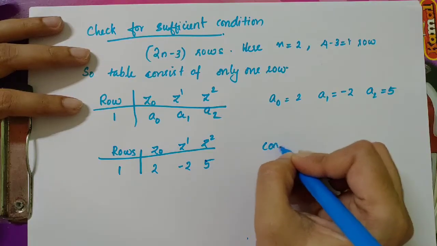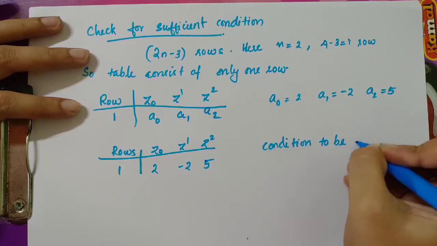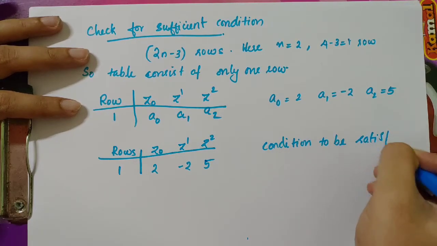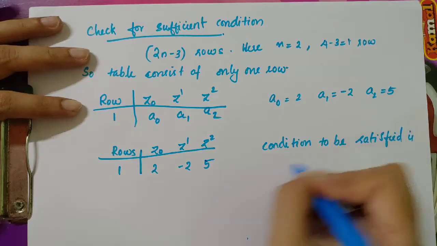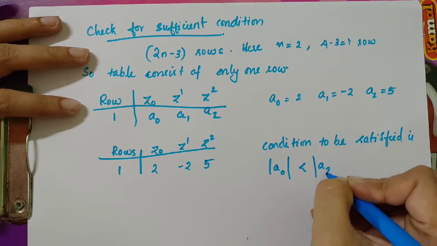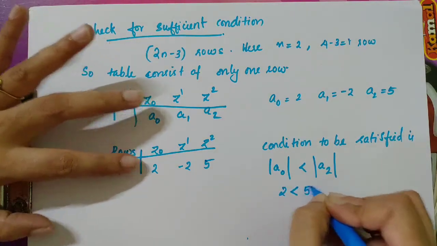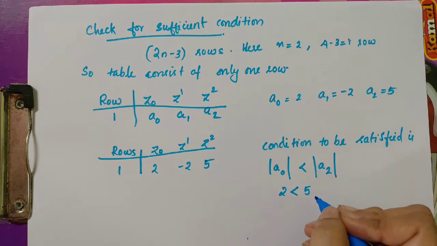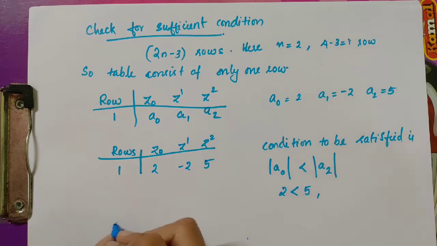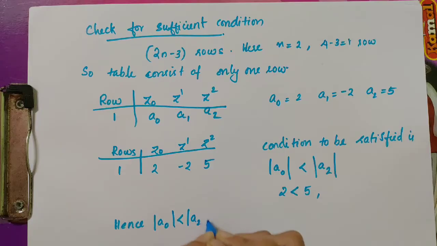Okay, now ഇവിടെ condition to be satisfied is mod of A0 should be less than mod of A2. ആണോ? ആണ്. 2 is less than 5. Yes. Hence, mod A0 less than A2 is satisfied.